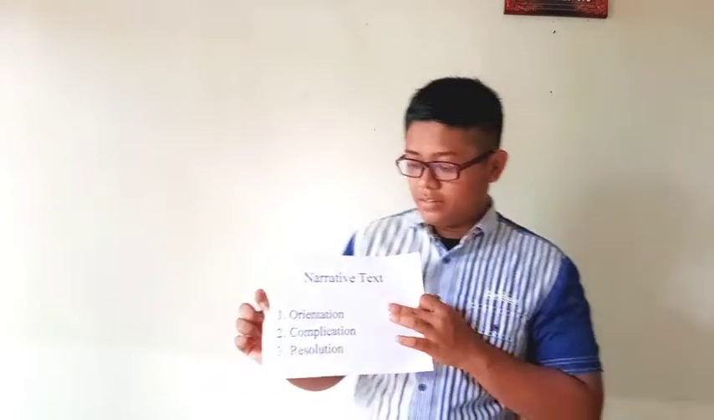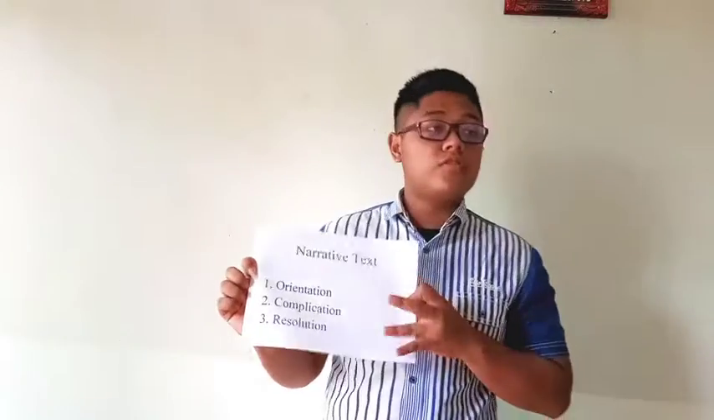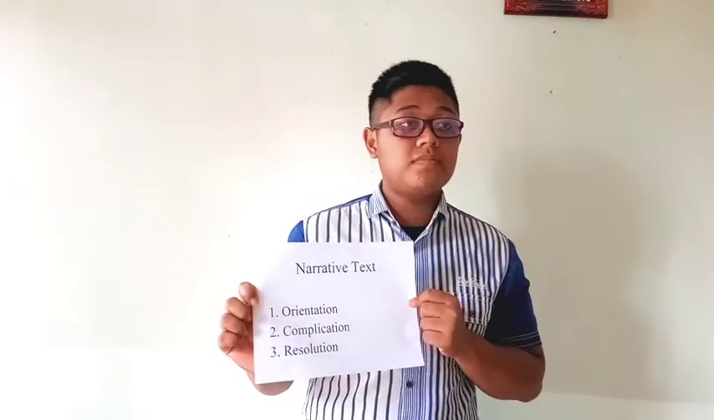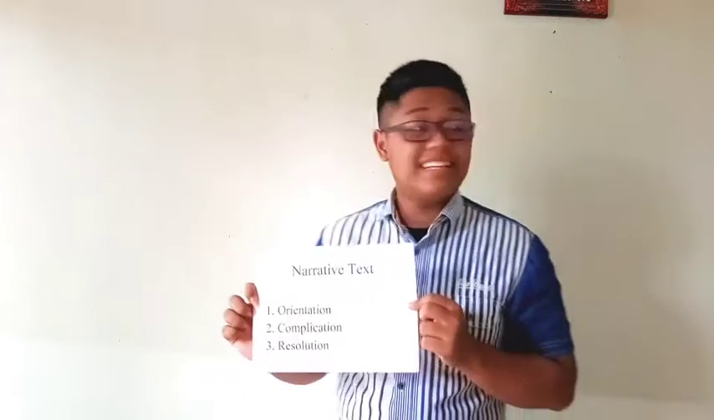Alright, so I repeat again. There are three parts of narrative text. The first is orientation, complication, and also resolution. Alright, you understand that? Alright, that's great.